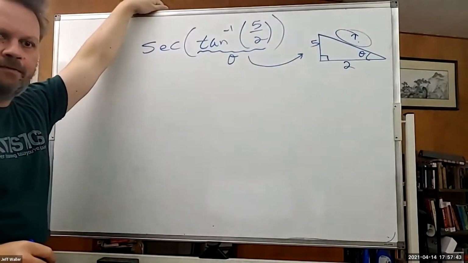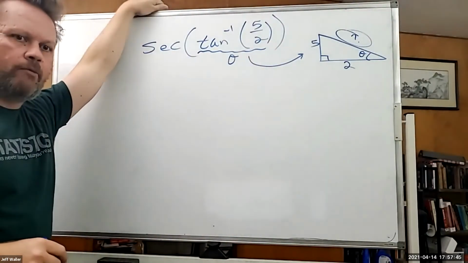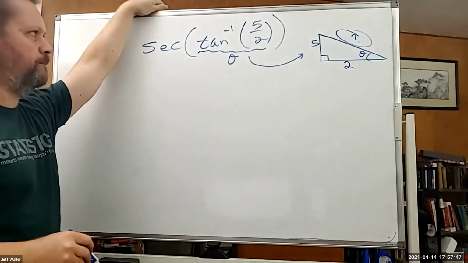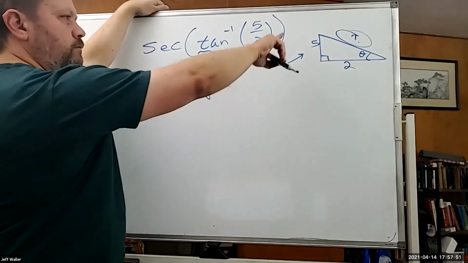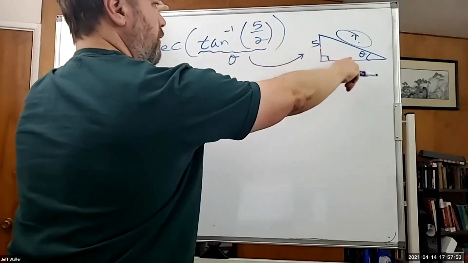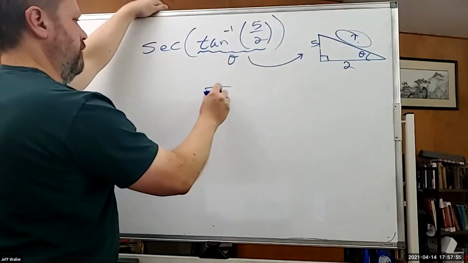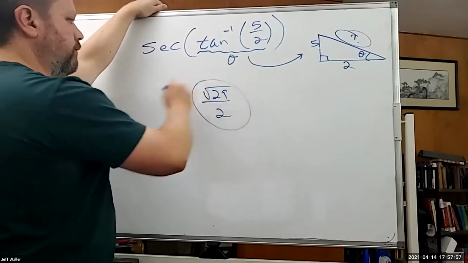Right, that's easy. Good old Pythagorean. What do you get? Rad 21. Well, it'd be 25 plus 4. Yeah, 29. So 29 over 2. Done.